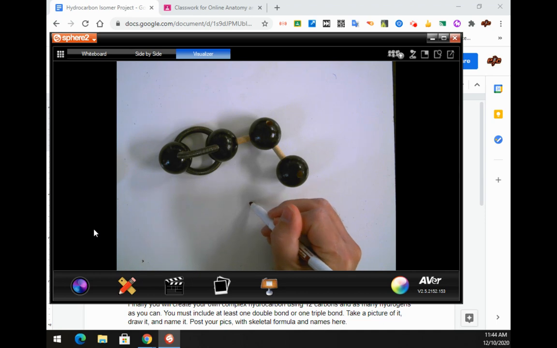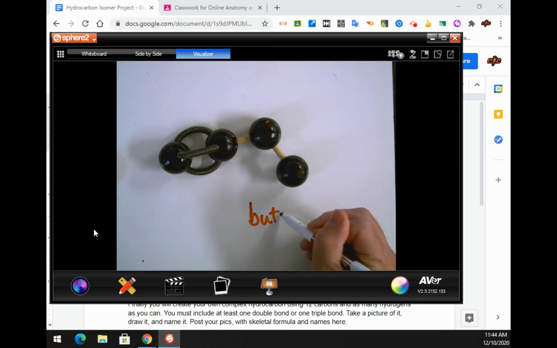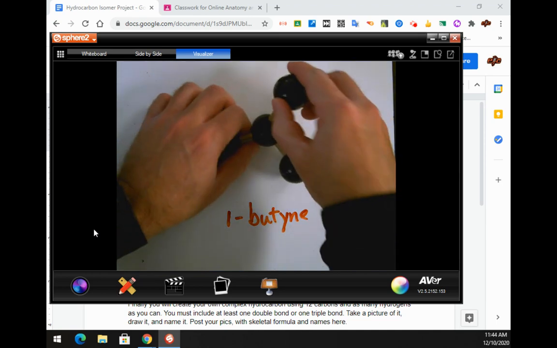4 carbons makes what? Bute. And then if it's 3, I end it with what? It's not ane, it's not ene. Yne. And we're saying it's off the first one. Now we're half done. So then take and put on a methyl.